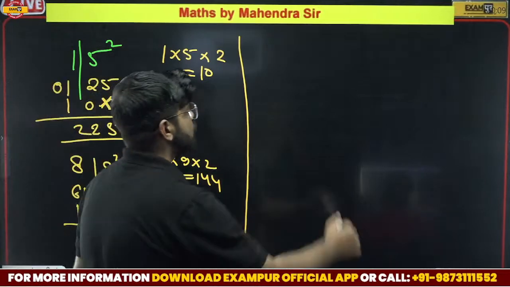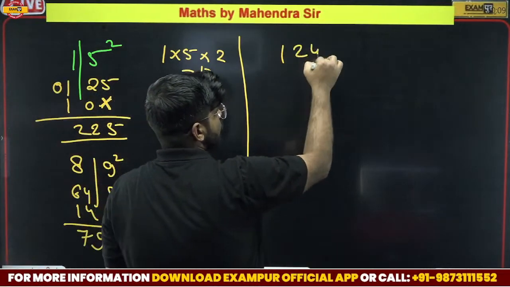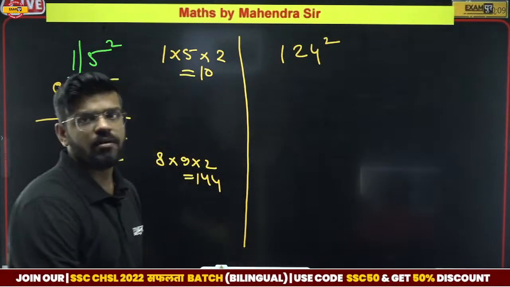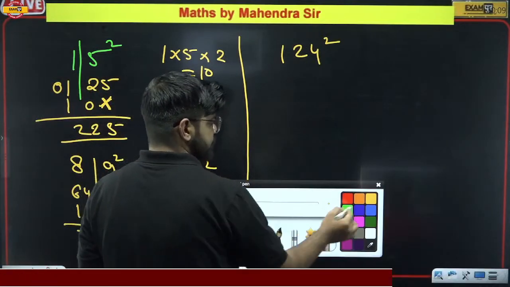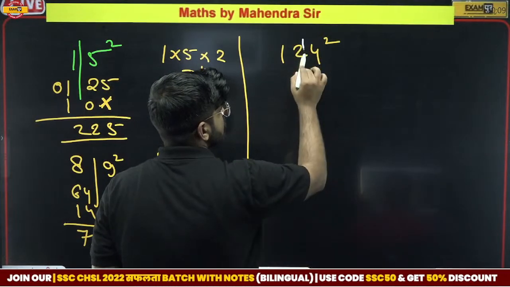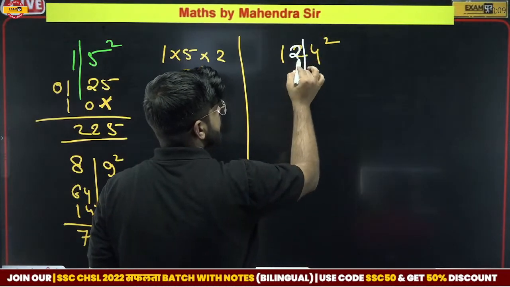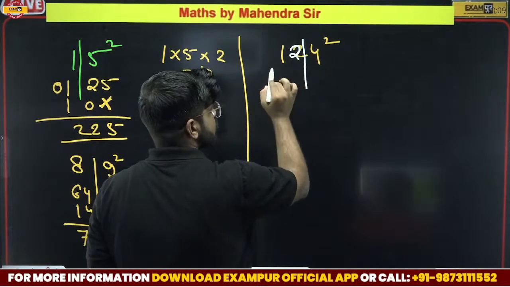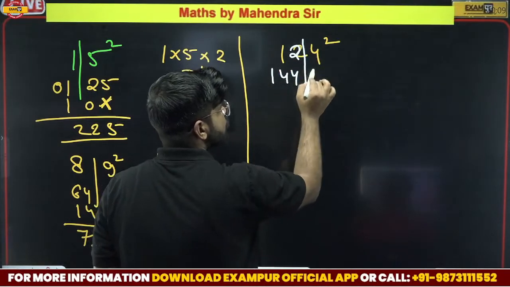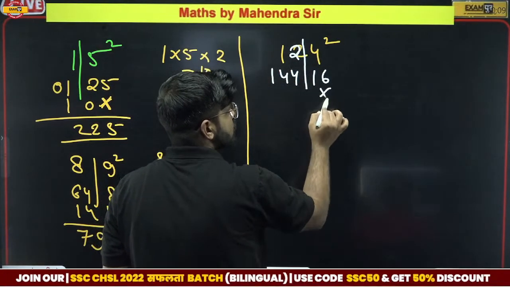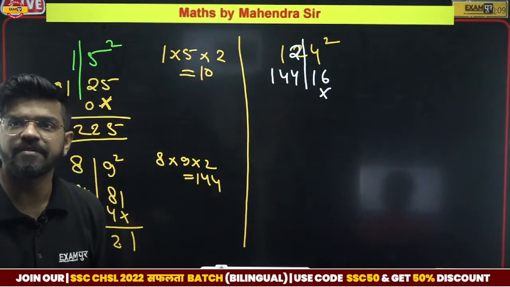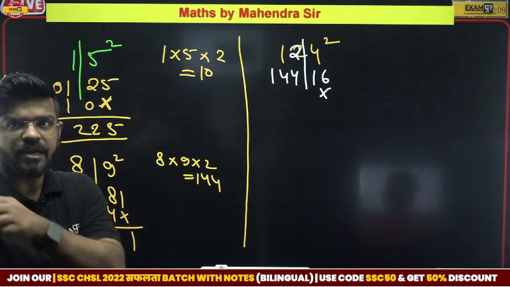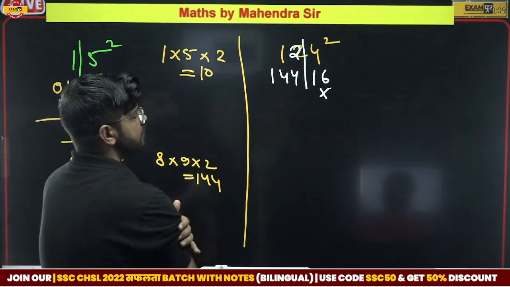So suppose we have to calculate 124 square. Just divide this number into two parts. So I have divided it into 12 and 4. So 12 square is 144 and 4 square is 16. Now there is one digit, so I have written here 1 cross. Okay, 225 came. Okay, Arun, after this I will take 225.